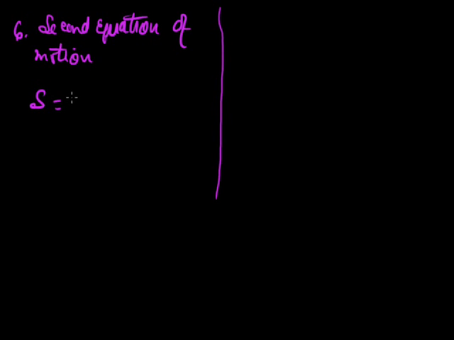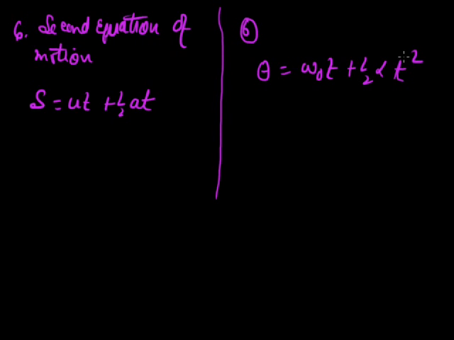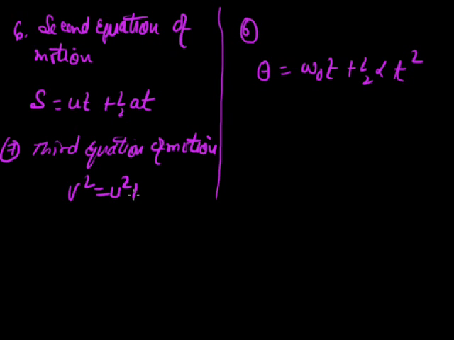Now number 6, second equation of motion: s equals ut plus half at square. Here theta equals omega naught t plus half alpha t square. Third equation of motion is v square equals u square plus 2as. Here omega square equals omega naught square plus 2 alpha theta.